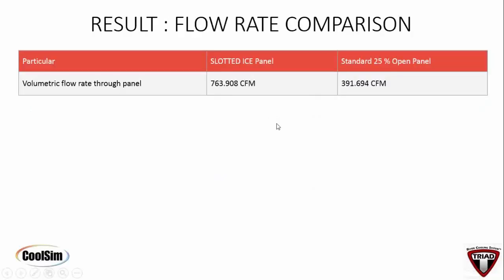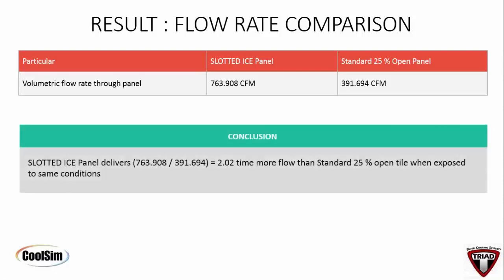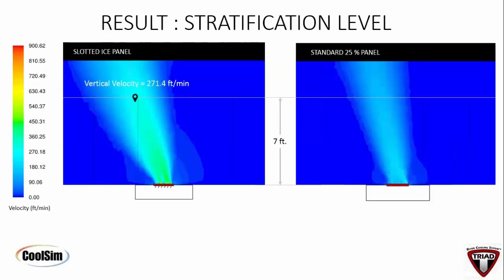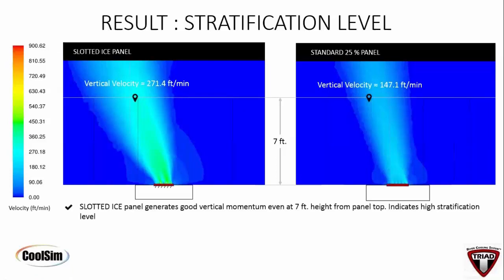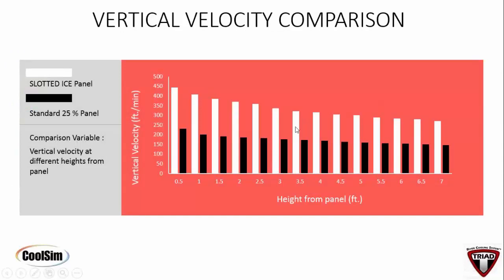So here's what we found. We found the ice panel had better flow rate, about twice the total flow coming out as compared to the 25%er. And furthermore, if you take a look at it, you get an awful lot of dispersion on that 25%. If you look at the 7-foot level for both panels, you got 271 on the triad tile and only 147 on the 25%er. So it doesn't hold its momentum very well, and you can see that all the way across the tile. If you take a look at different heights, if you step from half a foot up through 7 feet, you'll see that the ice panel is maintaining its momentum, and the 25%er simply does not.